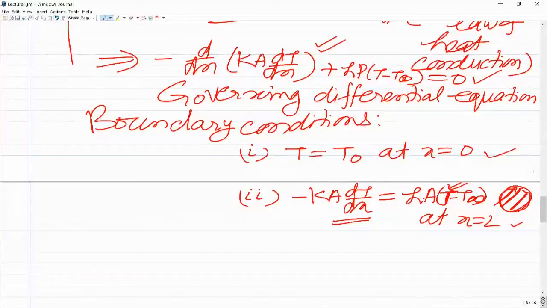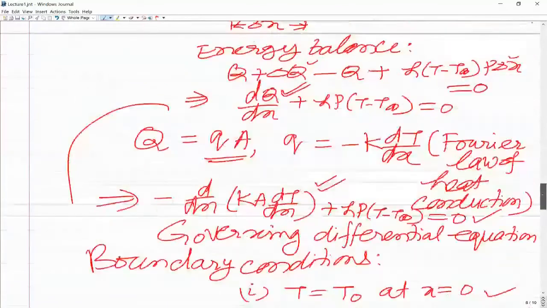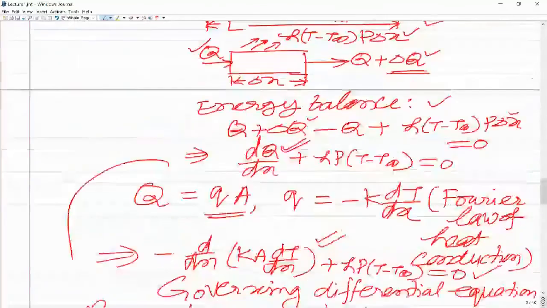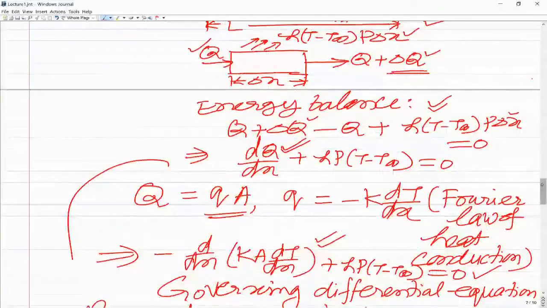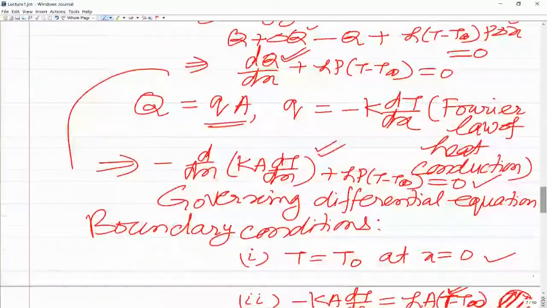So in this case, earlier we have used the equilibrium. Here we have used energy balance. So that's a physical principle, conservation of energy, that is what we are using over here. Using that, we are deriving the element level governing equation. Of course, in the process, we are also using the Fourier law of heat conduction. That is a kind of constitutive relation.